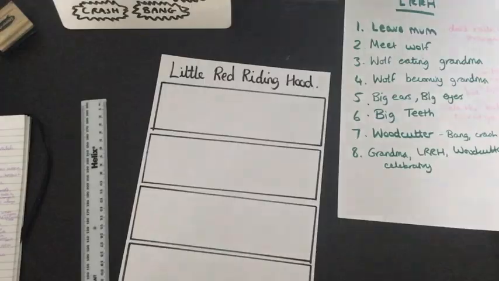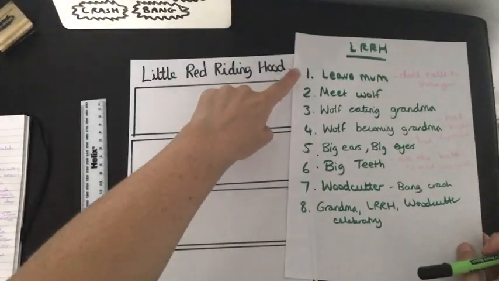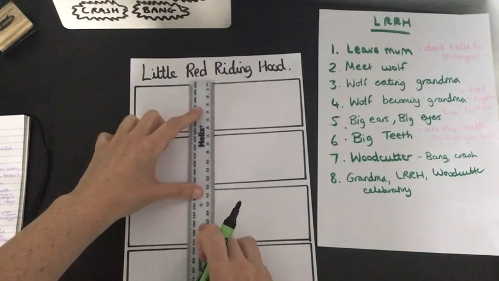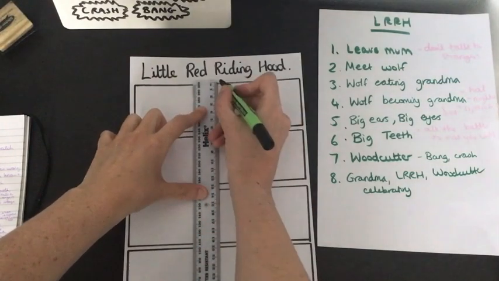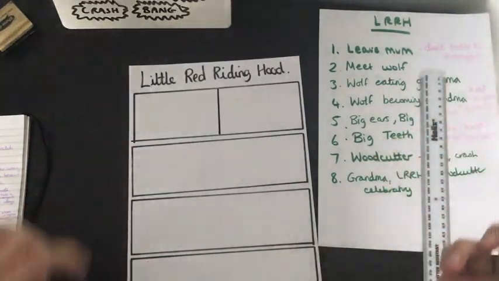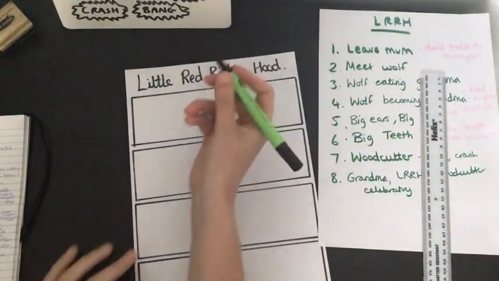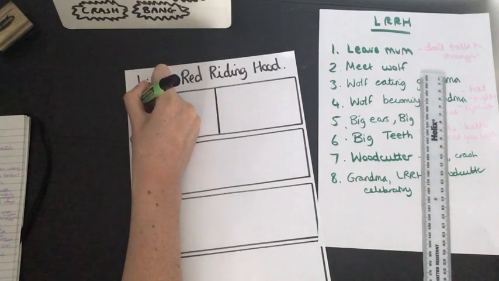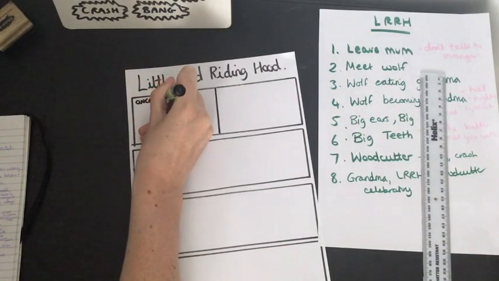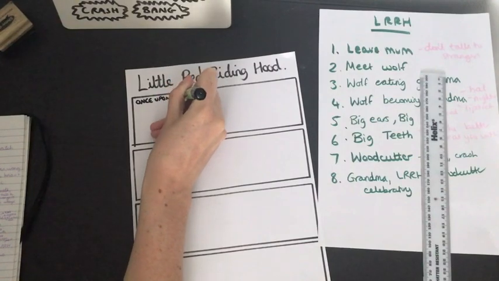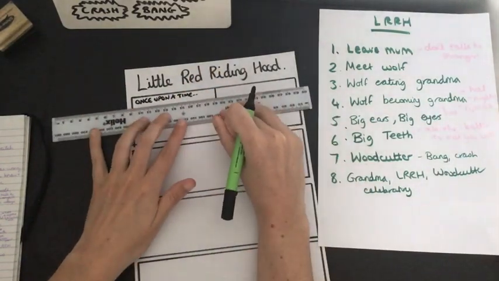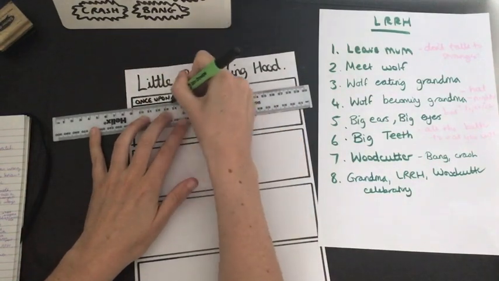Ready to start drawing. Right, I'm going to start with section 1, which is leaving grandma. So I'm going to split my box into 2, like this. Now I think I'll put a little caption at the top here because it's a fairy tale. I might have once upon a time. And the captions go in little boxes like this.